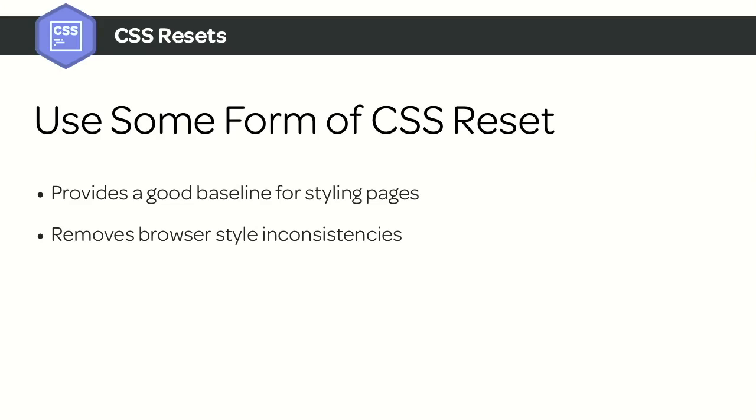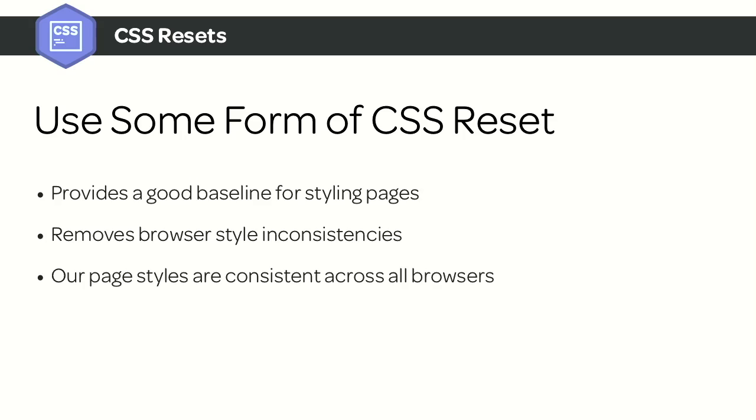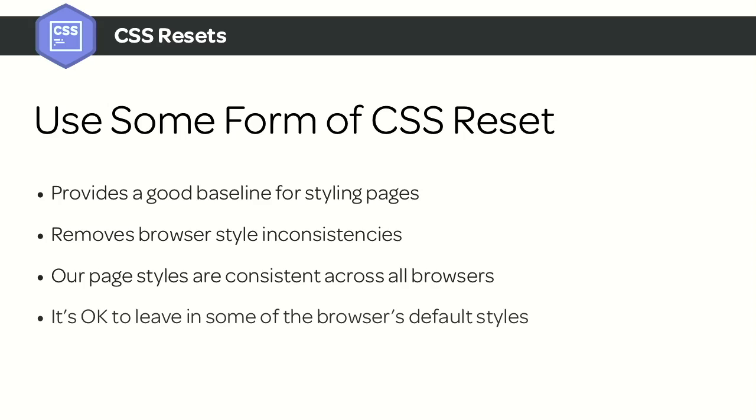Now, by completely removing certain browser style inconsistencies like margins, padding, line height, and some of the heading font sizes, we're making sure that our page looks pretty consistent on all browsers before we begin writing our main styles. But it's also okay to leave in some of those browser default styles, as we'll find out shortly.